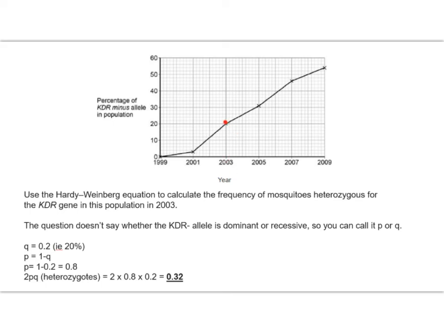So in 2003, 20% were KDR minus. So 20% is 0.2. So you just convert that to the decimal. So let's say we're calling that q, so p must be, rearrange the equation. So remember p plus q equals 1. So 1 minus 0.2 is 0.8. And then 2pq is the heterozygote. So 2 times p times q gives us 0.32.